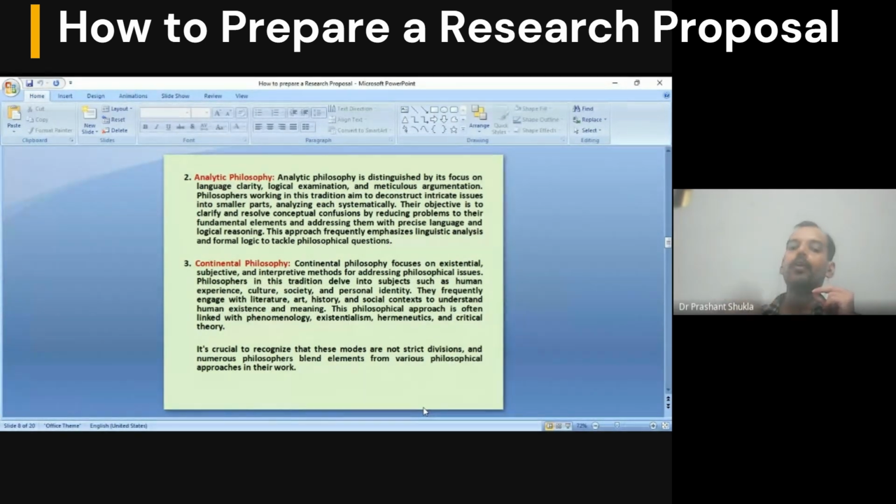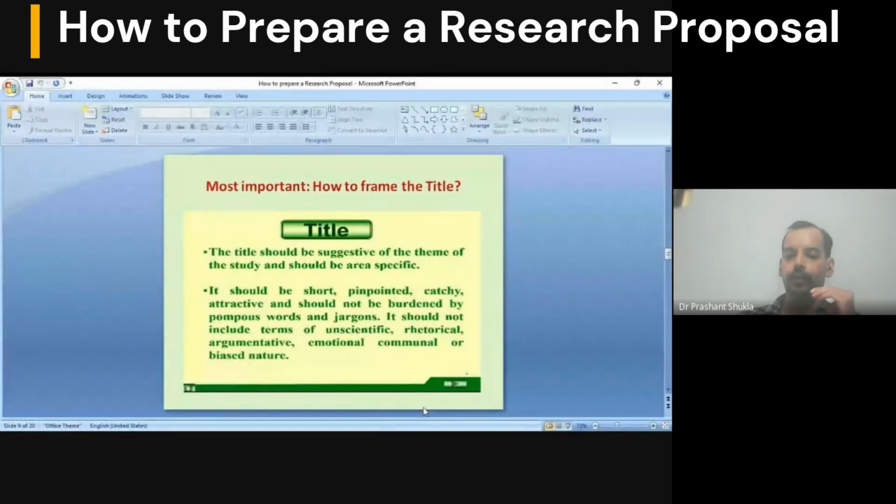Or you can make a continental research, or you might make an overlapping research where some of the elements of analytical are merging with some of the elements of speculative or continental. Nothing wrong with that. My request is you should know what you are doing. You should know your recipe. Otherwise, every method which you are using is perfectly okay and admissible in the field of philosophy.